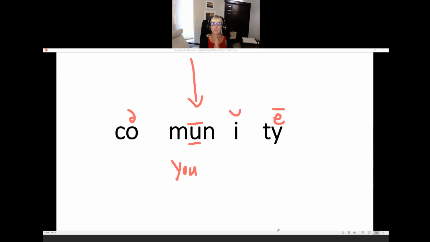Community. We say all the letters, community. Another long English word, you will need to practice writing this word 10 times. Okay, write community, community, community. Repeat, repeat to remember the spelling.